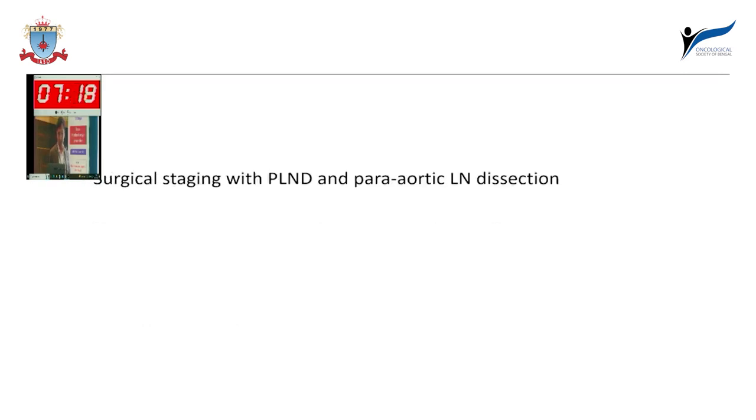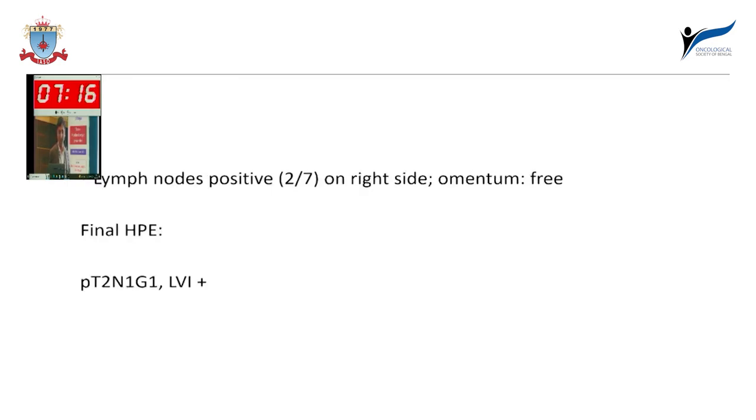Then surgical staging with PLND and para-aortic lymph node dissection was done, and the biopsy report was as follows: lymph nodes positive, 2 on the right side, stage IIIC, grade 1. So how would you go about it?